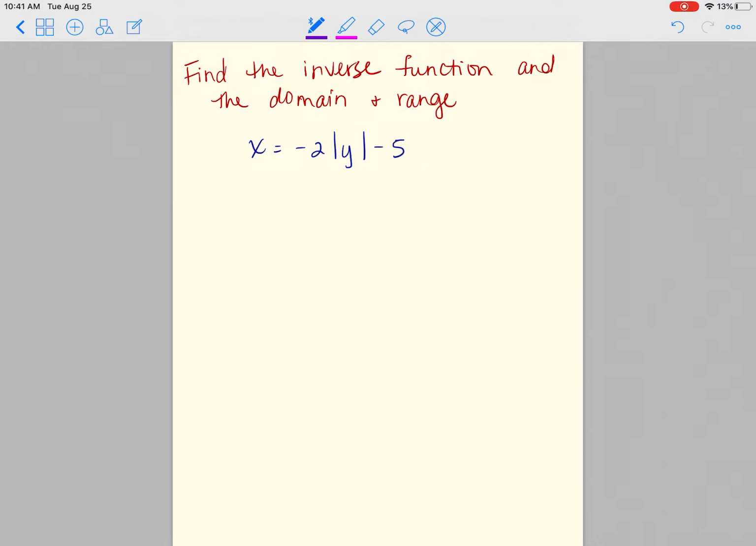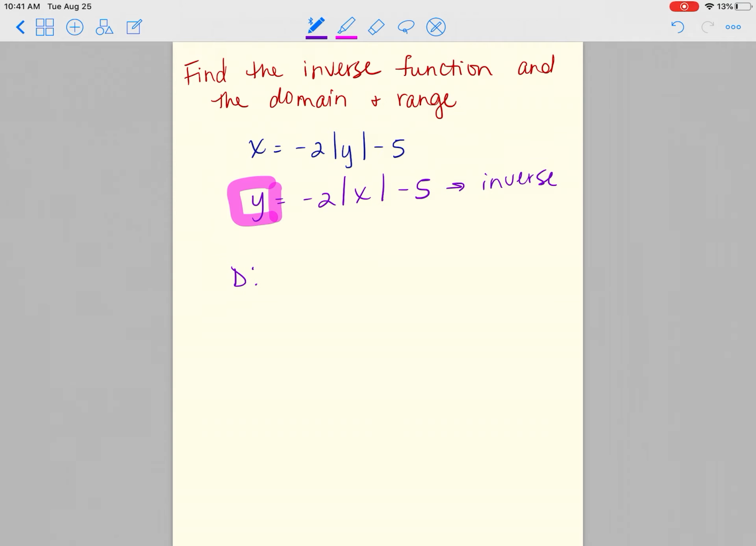The way that this function is already set up makes it nice, because if I switch my x and my y, I get y equals negative 2 times the absolute value of x minus 5. Next thing I need to do is solve for y. Well, this is what makes it nice. Look, it's already solved for y. So this is my function: y equals negative 2 absolute value of x minus 5. This is my inverse.